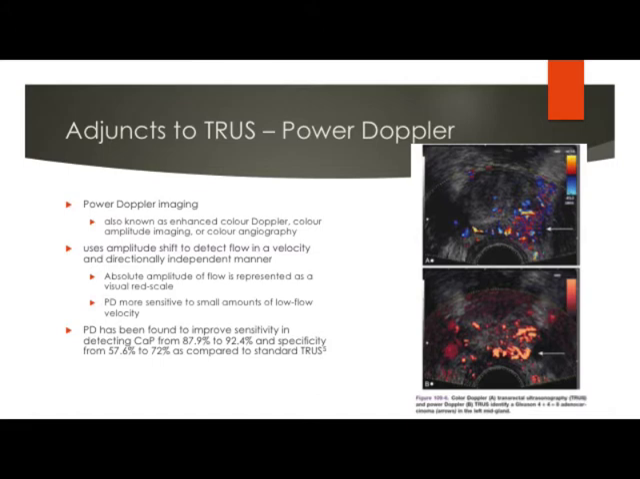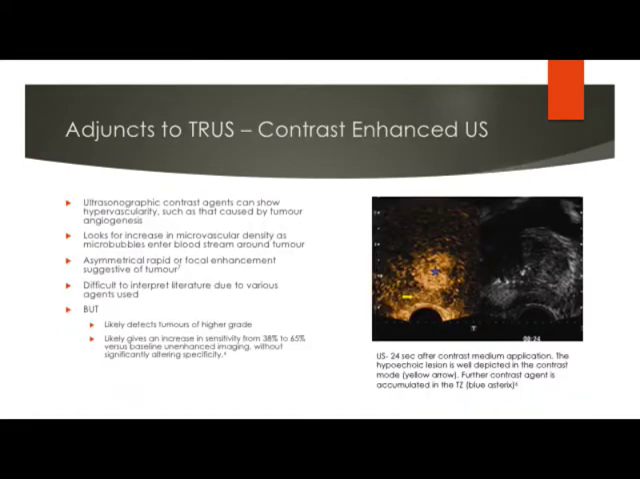Now I double checked those figures because they're kind of the reverse of what colour Doppler is. So I think when you look at that, you see that the baseline sensitivity and specificity for TRUS alone is quite variable between different studies. So, again, showing the difficulty with TRUS in detecting cancer.